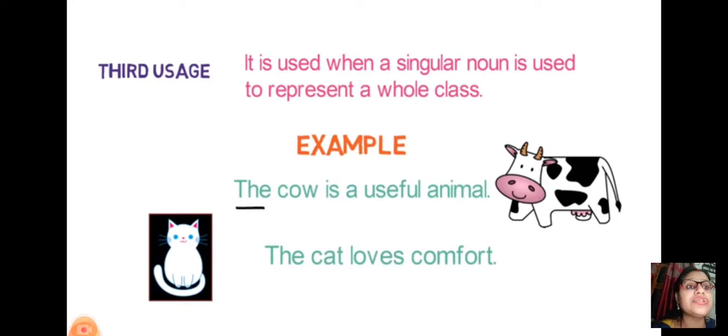For example, the cow is a useful animal. You are not representing which cow, the one you have just seen at your door. No, you are talking about all the cows. So cow itself represents the whole class, and that is the reason you have used the here: the cow is a useful animal. In the very same way you can say the cat loves comfort. You're giving information about all the cats. I hope the third usage is also clear to you.